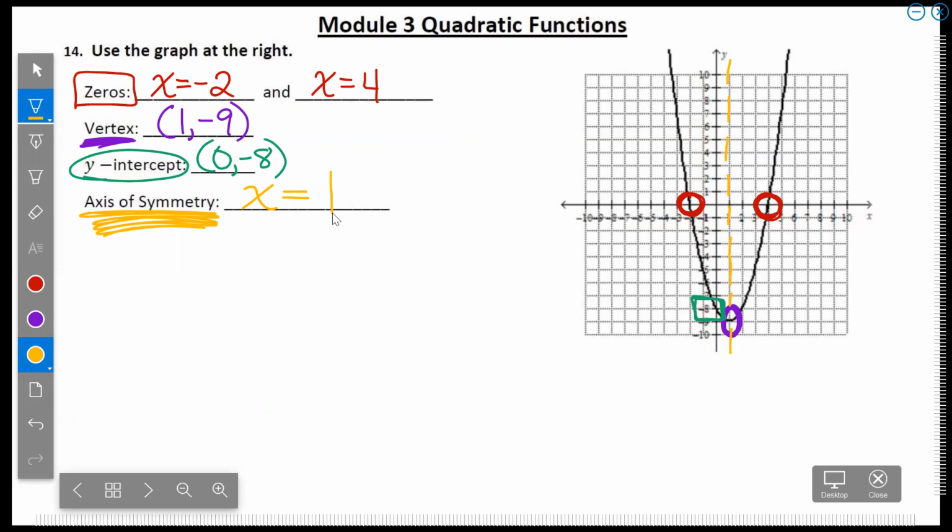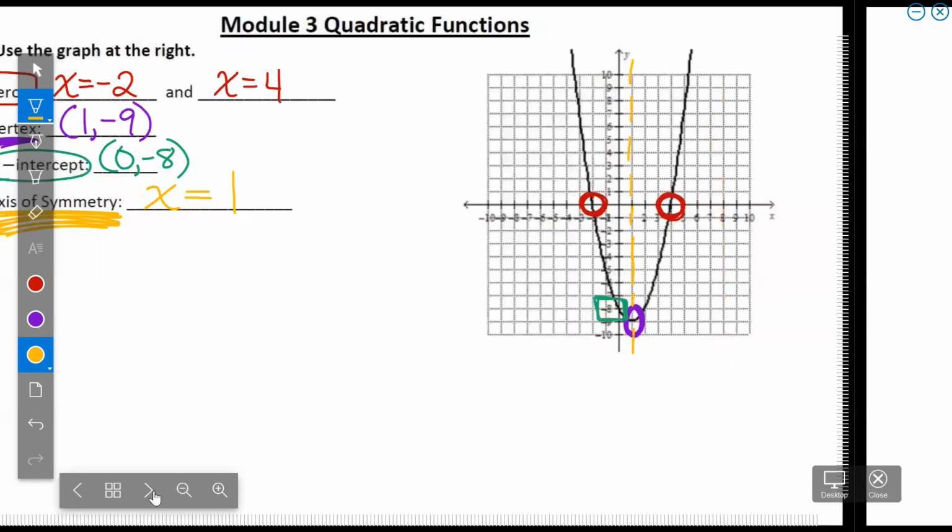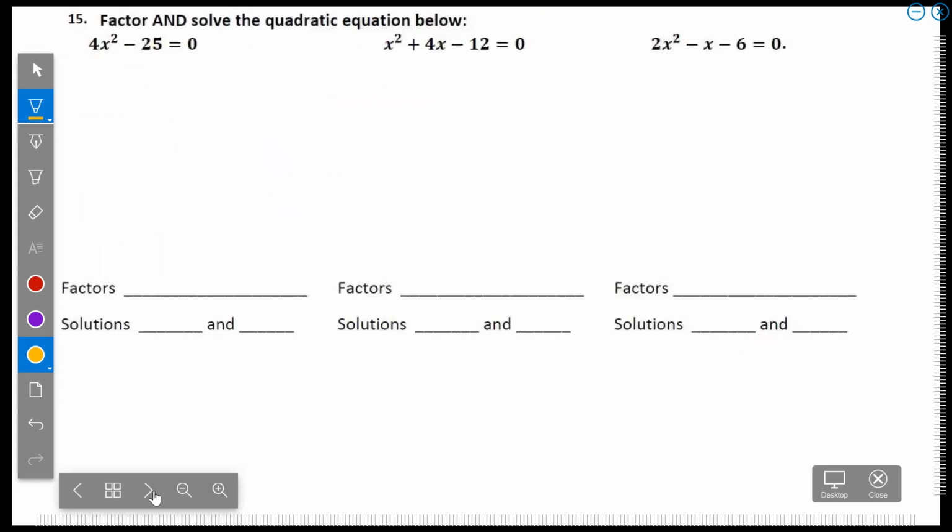What else would you guys like to see? $15? Absolutely. $15, we're going to do some factoring here.